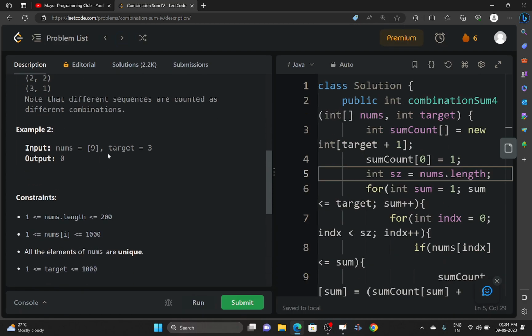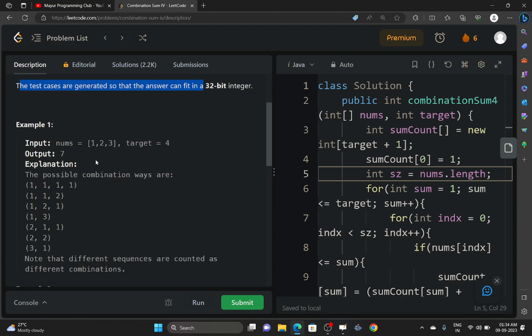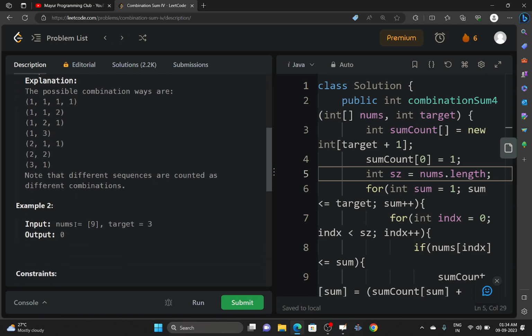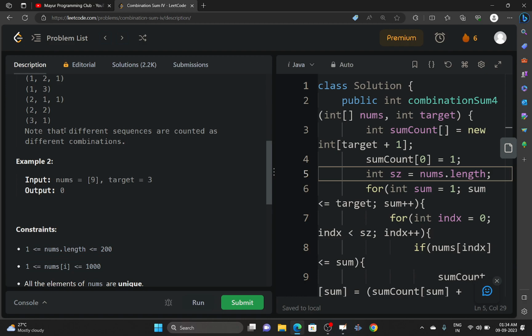That's the problem statement. For example, if the nums array is given to be 1, 2, 3 and target is given to be 4, then these number of combinations are possible which can add up to 4. As you can see, the number of combinations is 7, so the answer is 7. The thing to be noted here is that different sequences are counted as different combinations.